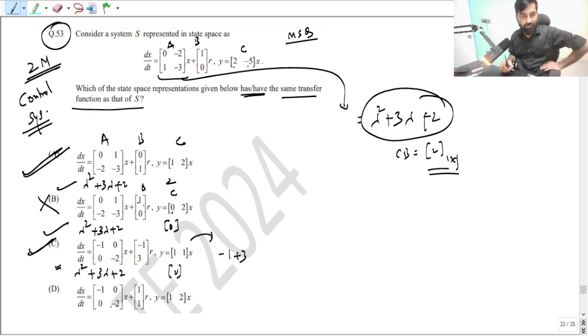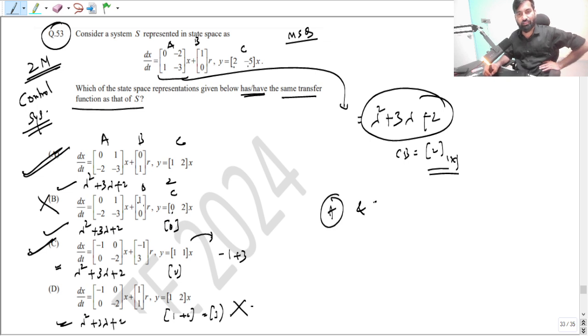But can we compute here? Yes. So lambda square plus 3 lambda, and then this is 2 only. But CB product must be same. So this is 1 plus 2, that will give you 3. So it is not correct. So in this question, A and C are going to be the correct answers for this question.